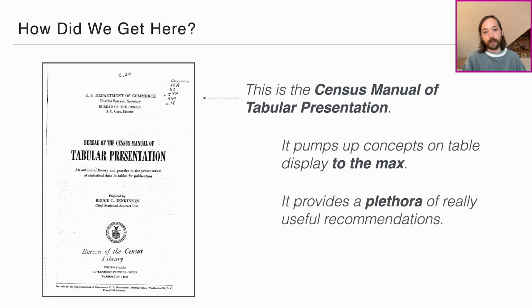But one book in particular stood out, and this is the Census Manual of Tabular Presentation. It's a pretty old book, but it contains basically tons of concepts on how to display tables and a lot of really useful recommendations on creating tables. So this was published way back in 1949, but as it turns out, it's super relevant even today.